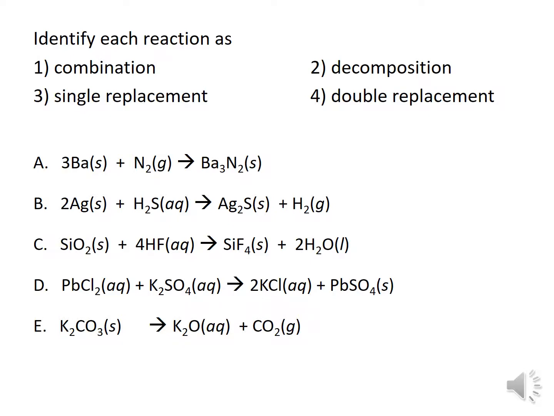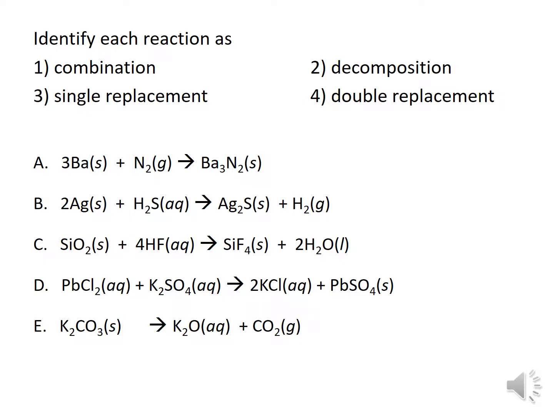So let's practice. We've got our four choices: combination, single replacement, decomposition, and double replacement. We have barium and nitrogen coming together to make barium nitride. So that looks like A plus B yields AB. So A should be combination. In B we have silver and hydrogen sulfide becoming silver sulfide and replacing hydrogen. So B looks like single replacement.